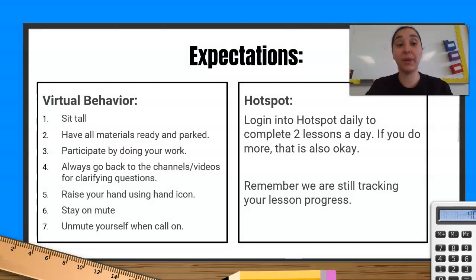Let's go over the class expectations. Make sure you always sit tall with quiet hands. You have all the materials in one area and they're ready and parked. That you actively participate by doing your work. That you always go back to the channels or videos or reach out to Miss Allen or myself for any clarifying questions. That you raise your hand using the hand icon. That you always stay on mute and only unmute yourself when called on. Remember, after being a writer, you have to make sure you log in and do at least 3 lessons a day, boys and girls.